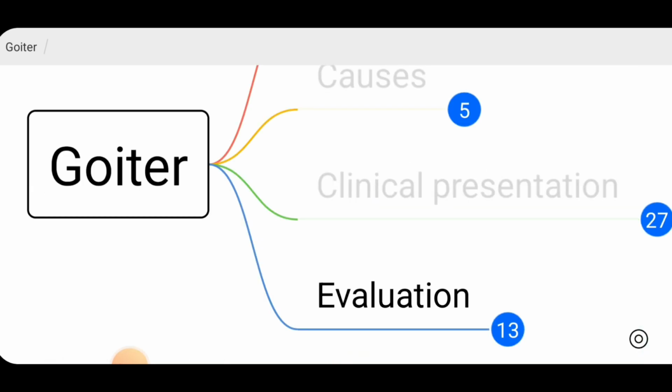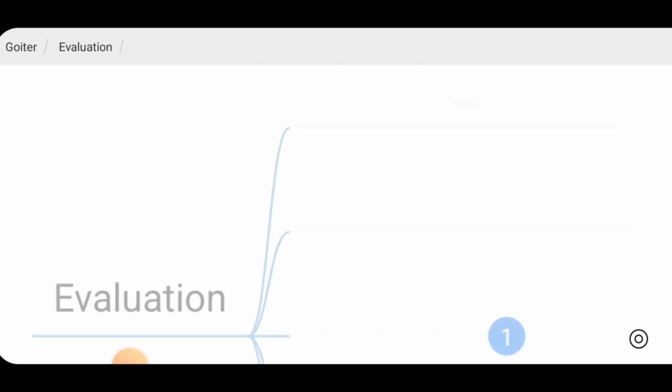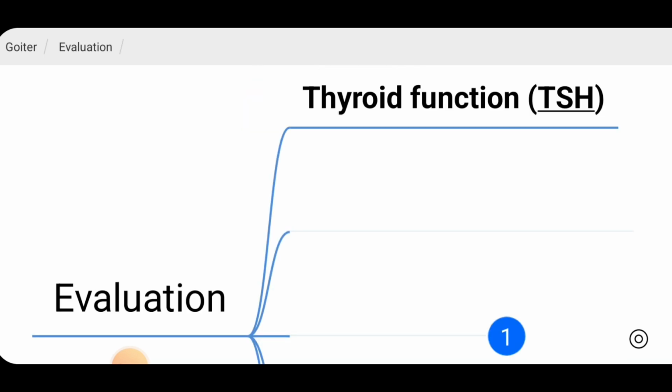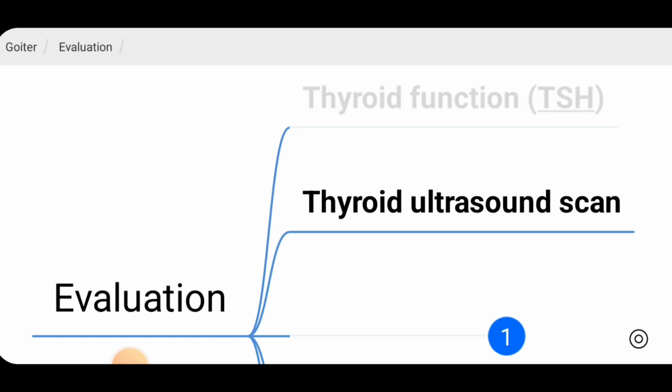Then in the evaluation, what are the investigations we can do? Initially we can do thyroid function tests, that is initially we do TSH. If the TSH is high, the patient is hypothyroid. If the TSH is low, the patient is hyperthyroid. After that, if we need, we can do free T4 or free T3 levels.